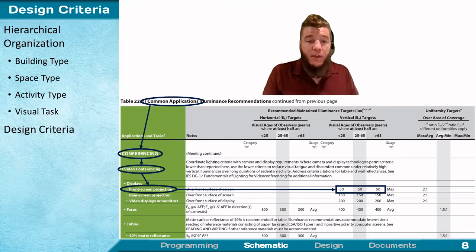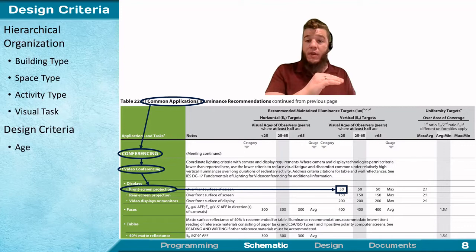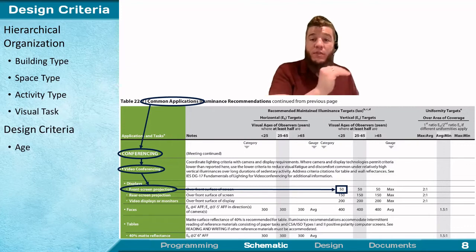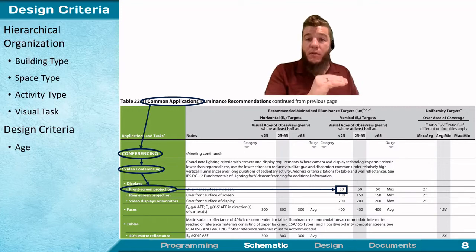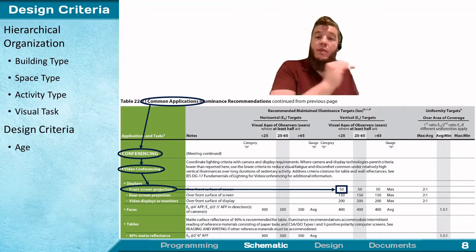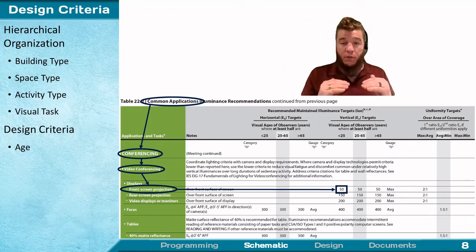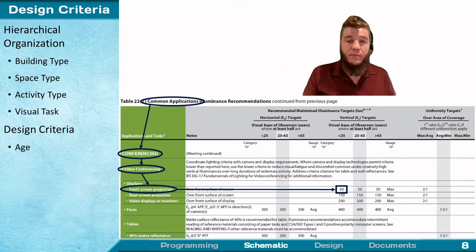What we need to do is establish first the age of our occupants to determine which of these columns we're going to utilize. For example, here we have under 25, 25 to 65, which is the core assumption. If you don't have any reason to believe otherwise, 25 to 65 is what you need to go with. And then, of course, we have the over 65 in the third column of our vertical illuminance targets.